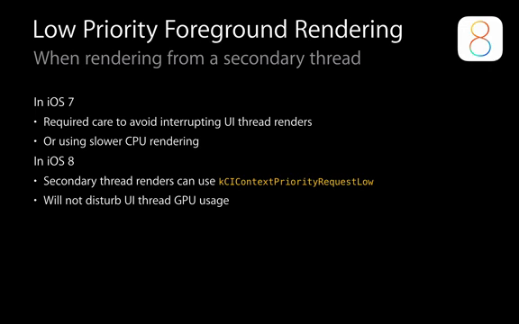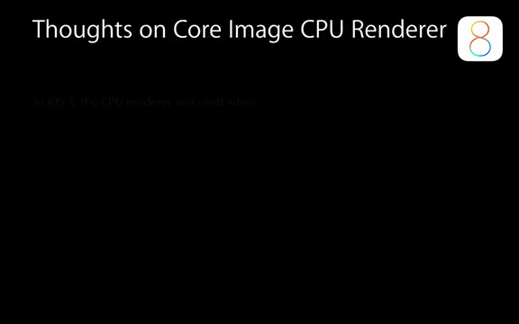On iOS 8, we have a new feature, which is that the secondary thread can now render into a context that has had this new option specified, which is CIContextPriorityRequestLow. And the idea now is that renders using that context will not interrupt any foreground higher priority renders. So this is also great for your application.